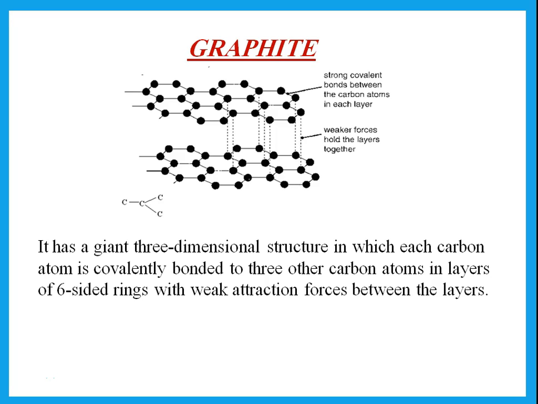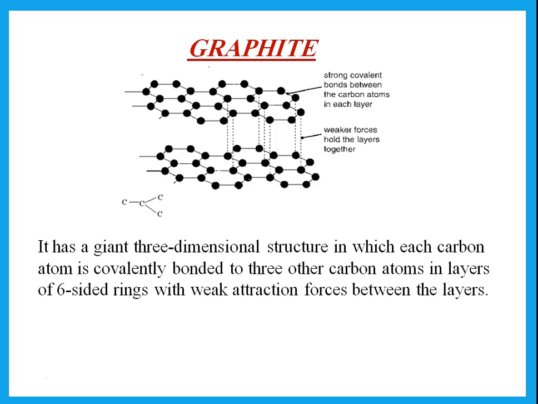So graphite, if I'm explaining the structure of graphite, first of all, giant three-dimensional structure in which each carbon atom is covalently bonded to how many? If you look at the structure, each carbon atom is covalently bonded to 3 other carbon atoms in layers of 6-sided rings with weak attraction forces between the layers.